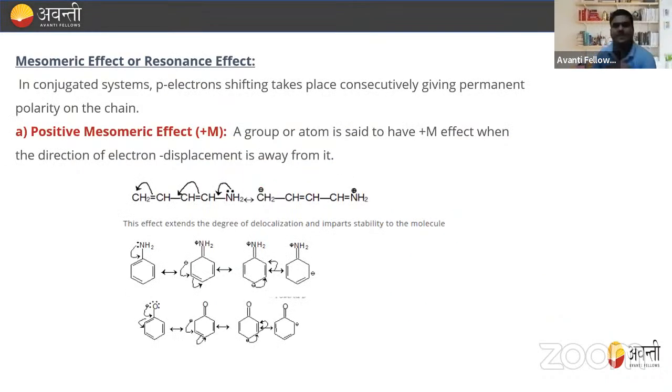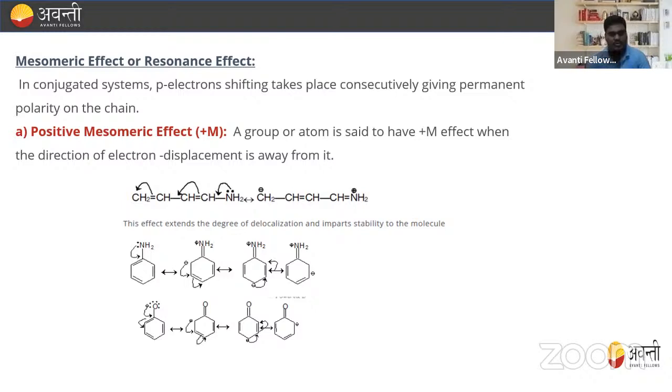understand this thing. Okay. Now let's move to the next effect, that is called mesomeric effect, or sometimes also known as resonance effect, right? So what is this mesomeric effect or resonance effect? Basically, in a conjugated system, pi electron shifting takes place consecutively, giving a permanent polarity on the chain.